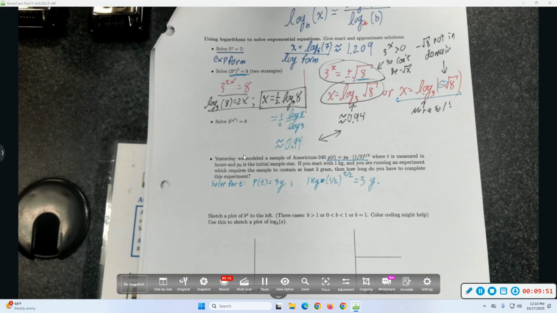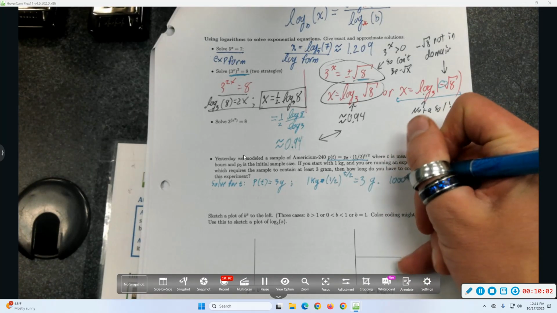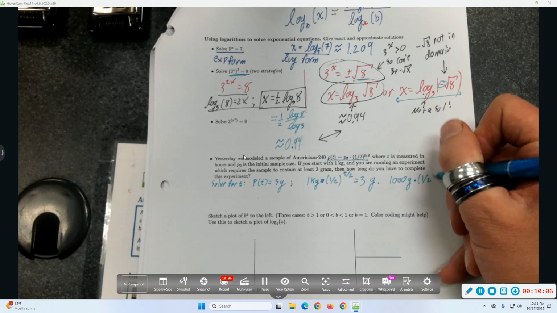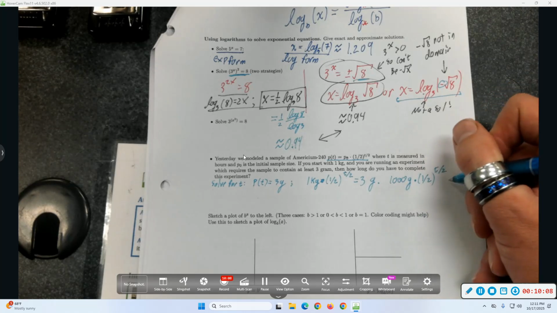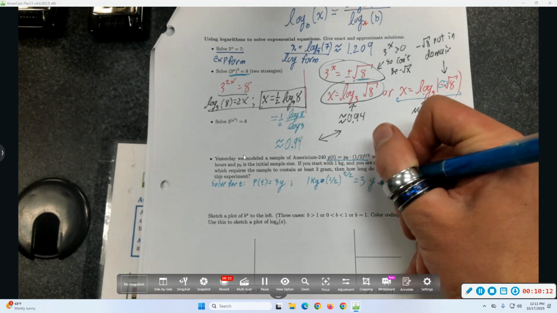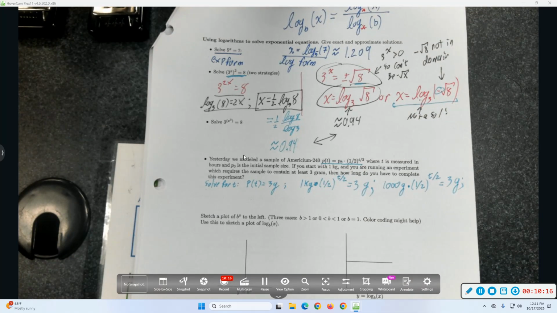Maybe convert the kilograms to grams is a good thing to do, because maybe it's easier to write down 1,000 than to divide by 1,000. So, 1,000 grams times 1/2 to the t/2 equals 3 grams. Yeah, okay. There's an equation to solve. How would you want to solve it?